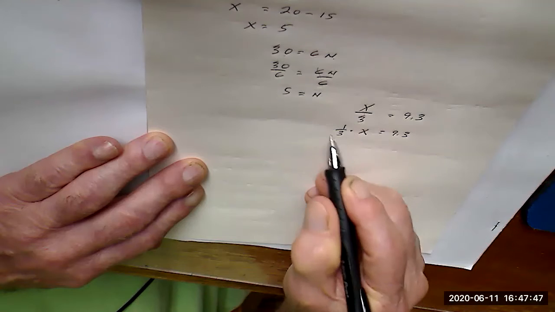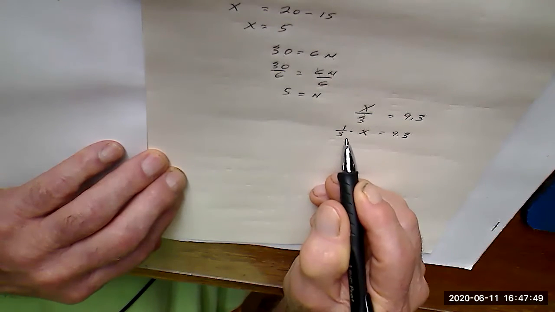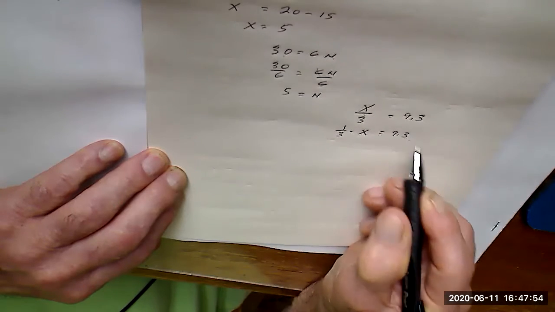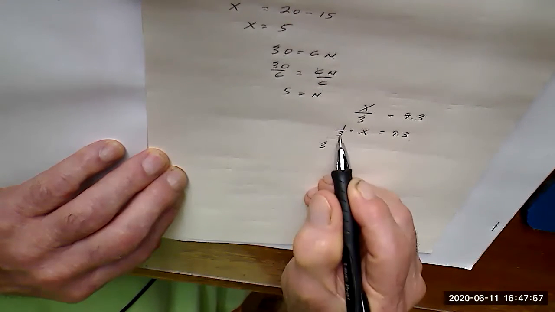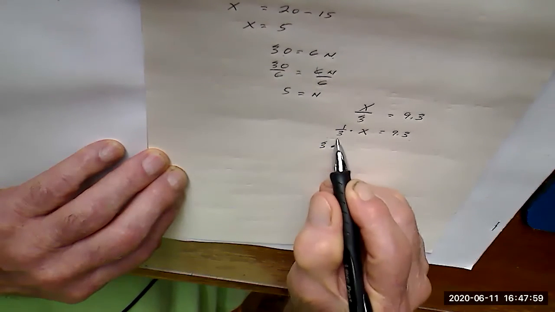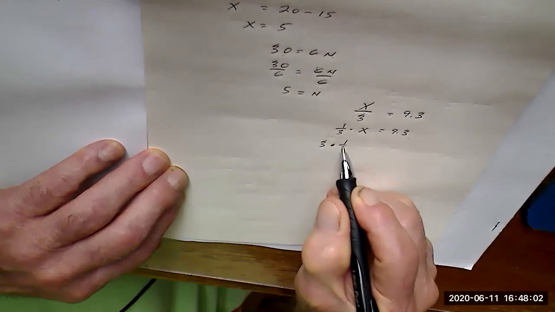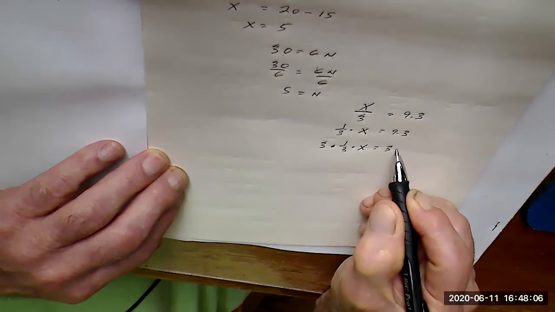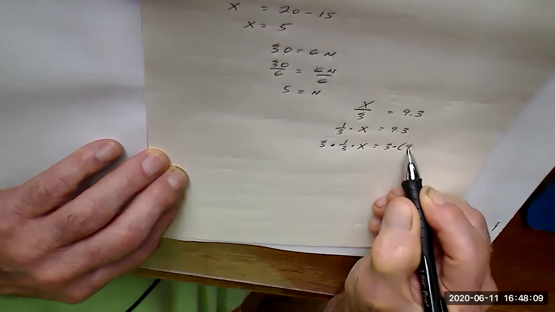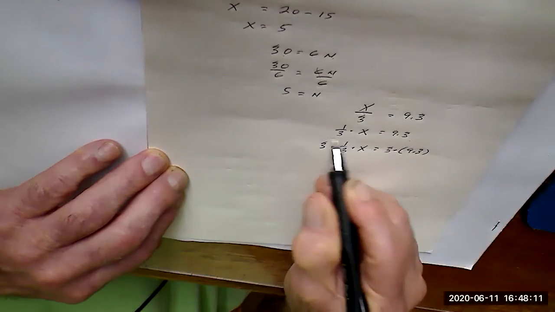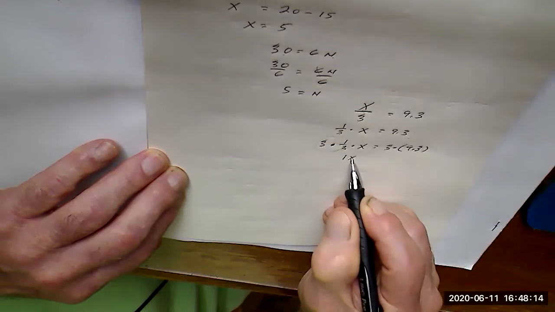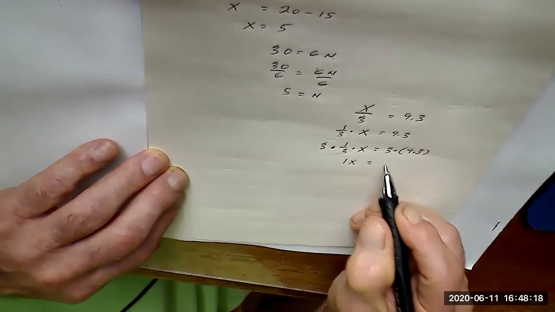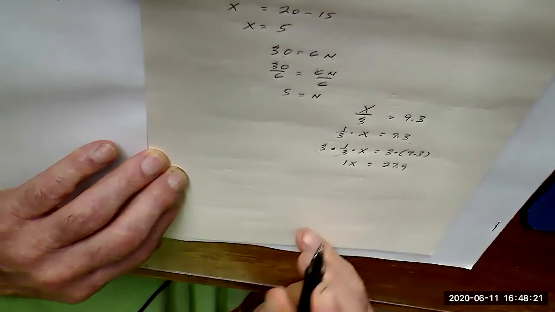I want to remove this coefficient because it's fractional. It's easier not to divide both sides by 1/3, but to multiply both sides by the reciprocal. So the reciprocal of 1/3 is 3. And I'm multiplying the left side by 3 if I multiply the right-hand side by 3. Notice this cancels and gives me 1x or x. And 3 times 9.3 is 27.9.